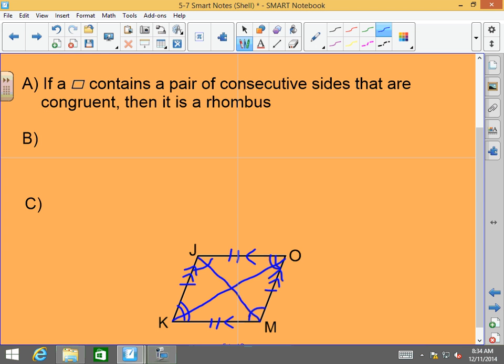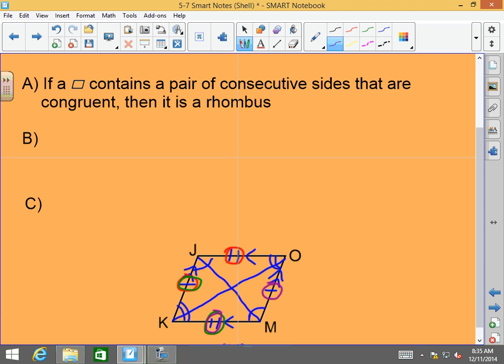Then it's a parallelogram. So if I tell you that you have this parallelogram, but consecutive sides are congruent, consecutive sides are the following. If I tell you this side and this side are congruent, those are consecutive sides. Or this side and this side, those are consecutive sides. So if I have a parallelogram and consecutive sides are congruent, then it is a rhombus.